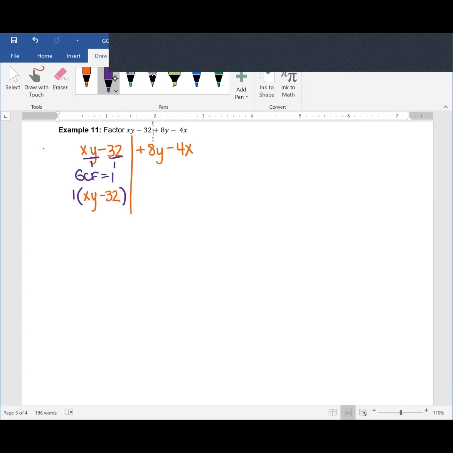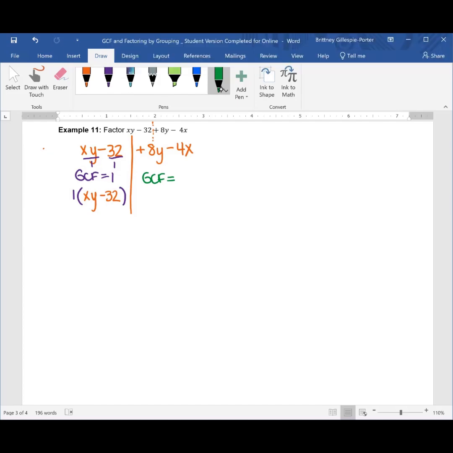So it's no different here with the 1. When I'm looking at my 8y and my negative 4x, my smallest number is 4. 8's divisible by 4, so I know 4 can be in my GCF. It's not going to be negative this time because my 8y is positive. If my 8y were negative, that's when I would need the negative in my GCF.